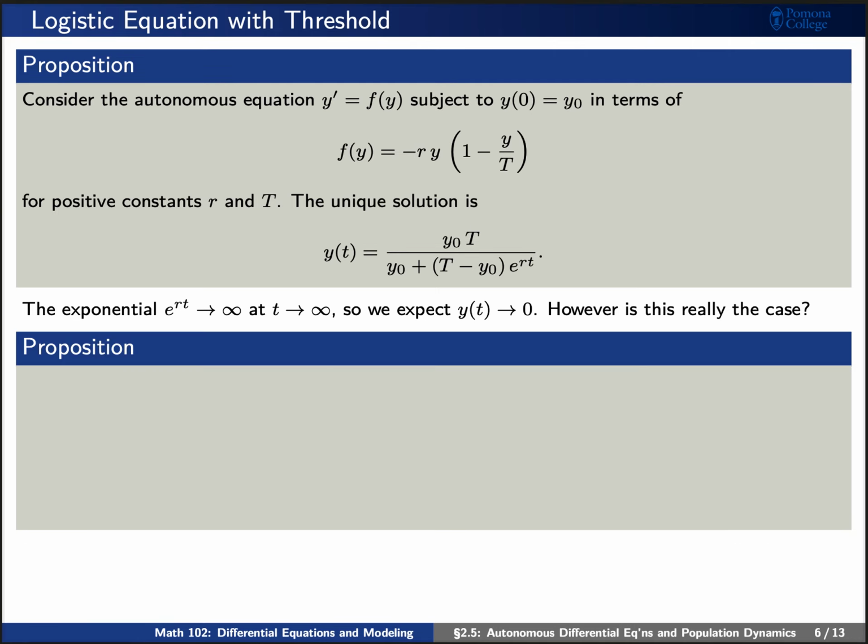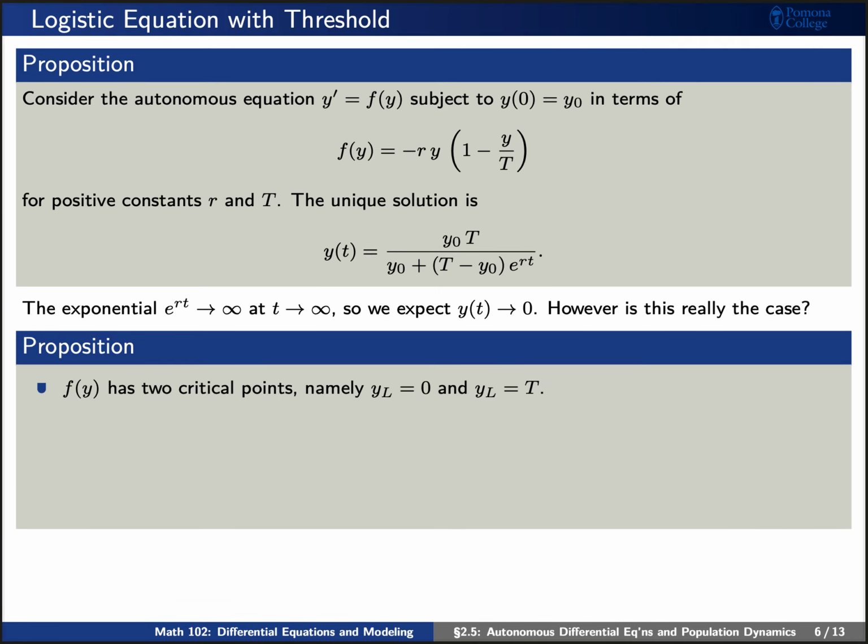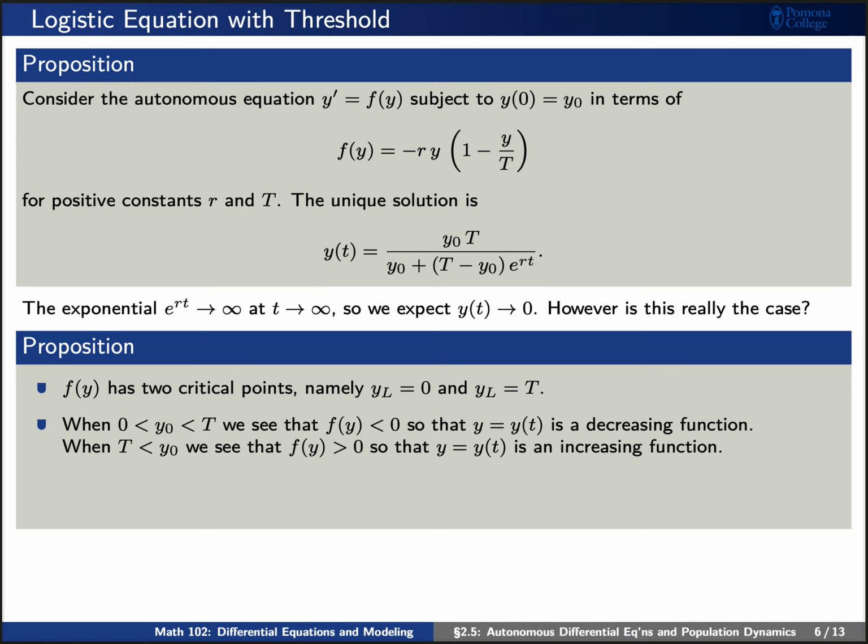Let's write out the answer as a proposition. First, we notice that our function f of y has two critical points. We can set f of y equal to 0, and we find that either y equals 0 or y equals T. There are two critical points. Now let's take a look at our function f of y, just like before, and ask what happens if our initial value, y sub 0, is in a certain region. If y sub 0 is between 0 and T, we see that f of y is negative.